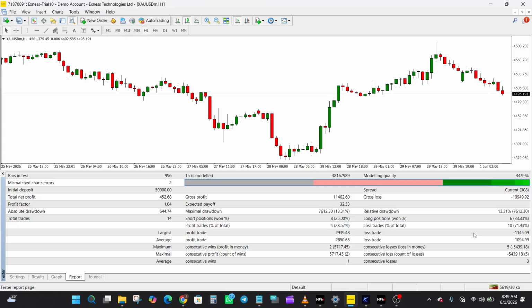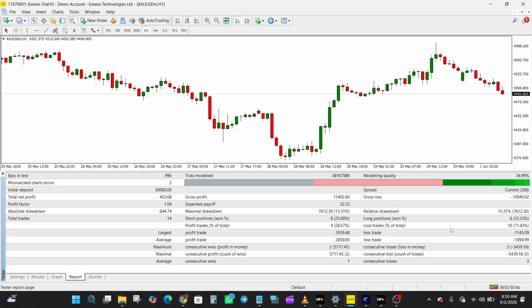Now, one of the things I can see from here is that the risk to reward ratio is okay, right? Judging from the average profit against the average loss, you can see that the difference is quite significant. So we have a good risk to reward ratio here. And then when we look at the total number of trades taken, it was 14. 8 trades were short with 25% win rate. Long trades were 6 with 33.33% win rate.